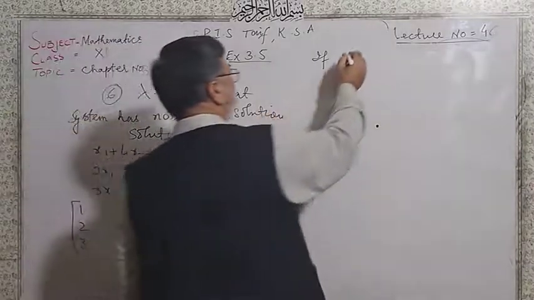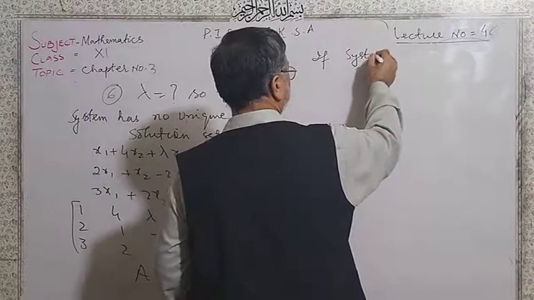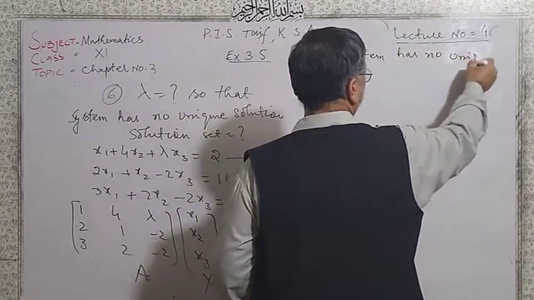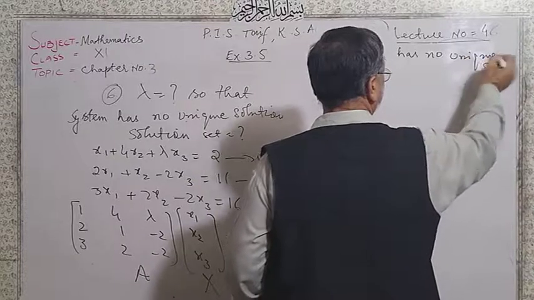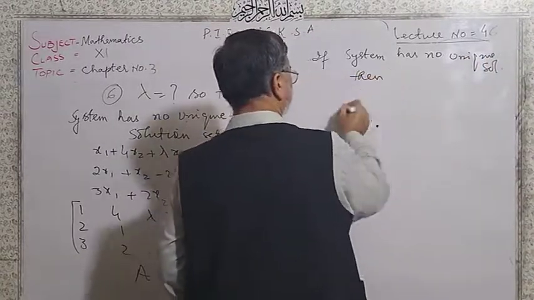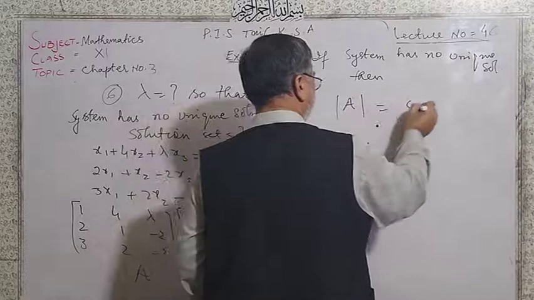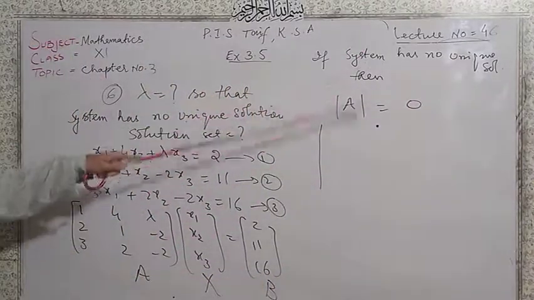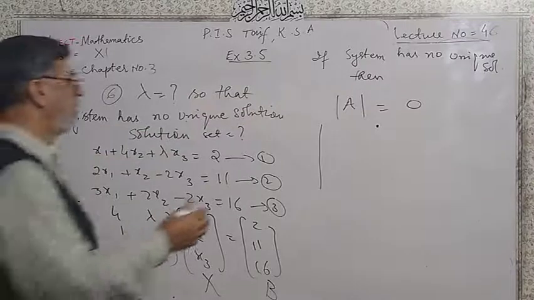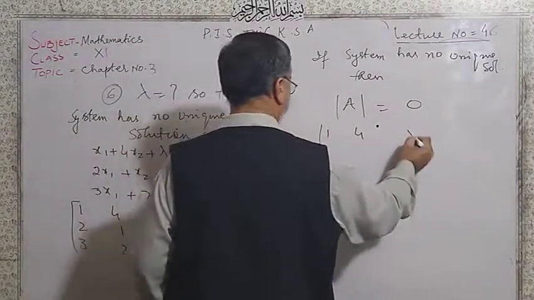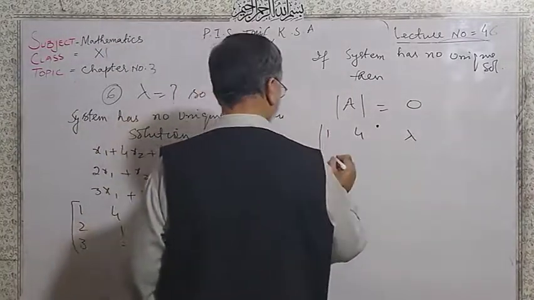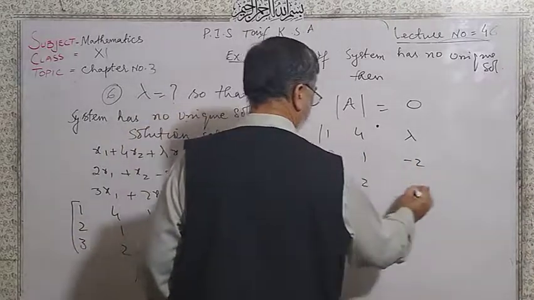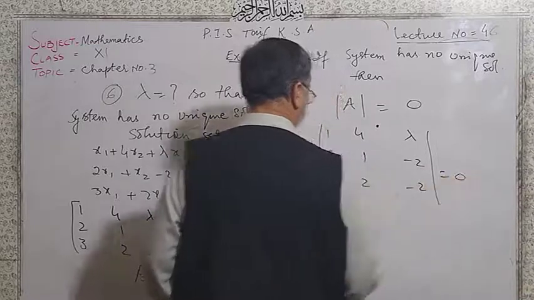If the system has no unique solution, then definitely the determinant will be equal to 0. We will apply this rule. For no unique solution, the determinant is 0. 1, 4 and lambda, 2, 1 and minus 2, 3, 2 and minus 2, determinant is 0.